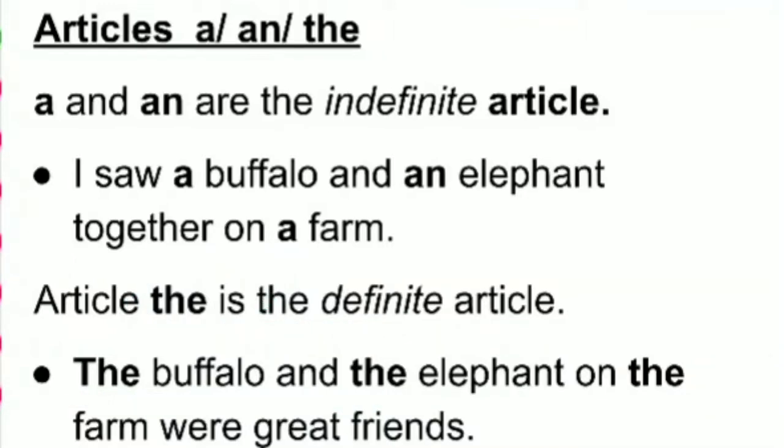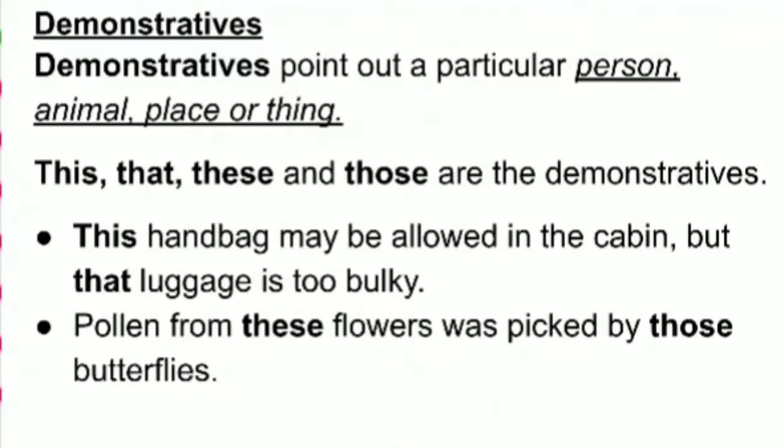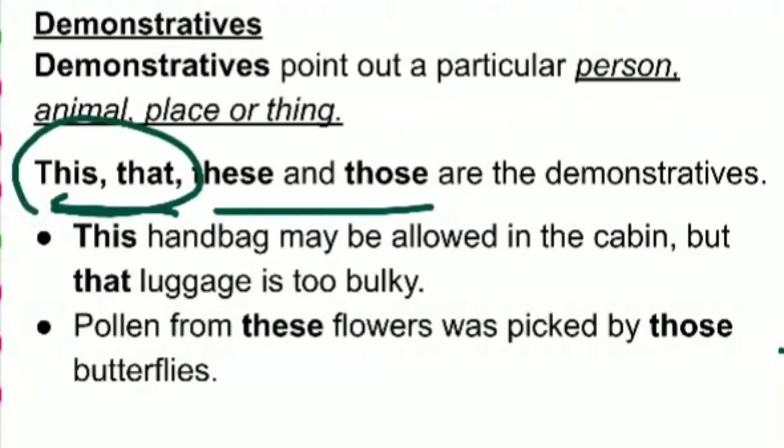Next is demonstrative. Demonstratives point out a particular person, animal, place or thing we are talking about. Like this, that, these and those are demonstrative determiners. Whereas this and that are used with singular and uncountable nouns. You already know the singular and uncountable nouns. So this and that are the demonstrative determiners which are used with singular and uncountable nouns.